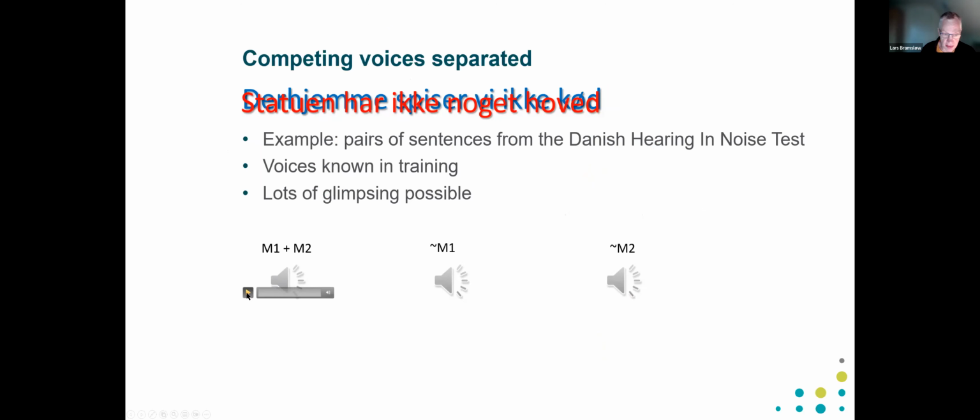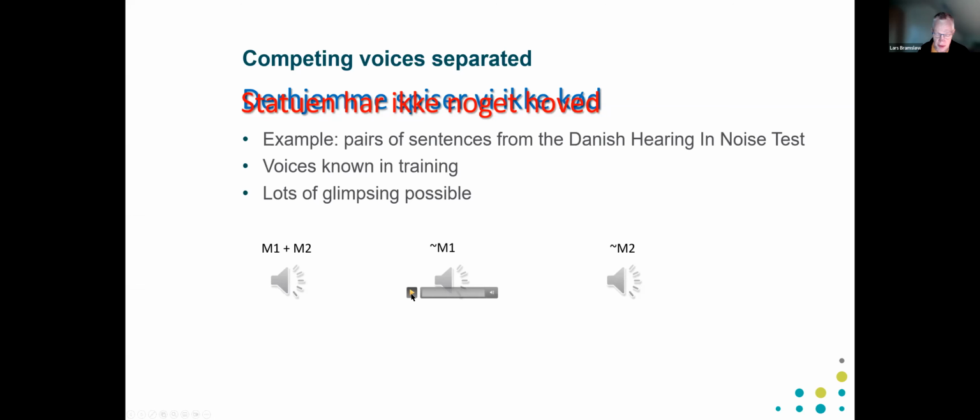So here's the mixture. Min kuglepen skriver med rødt. And I hope you could hear that. Pedro is nodding. Okay, so here's the mixture again. Min kuglepen skriver med rødt. Right on top of each other, two male voices.